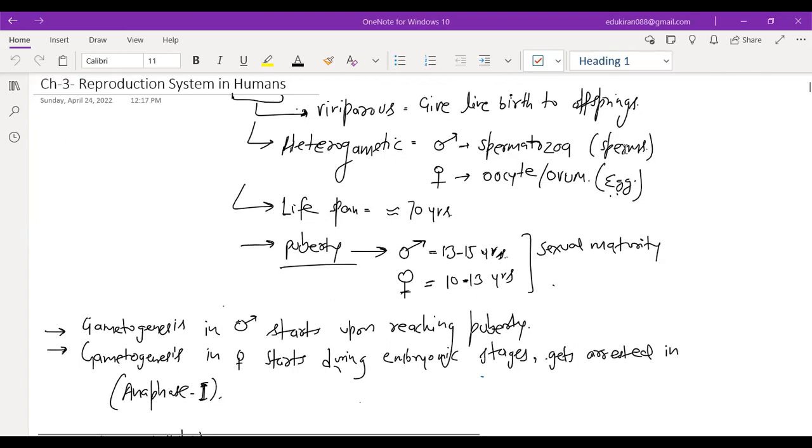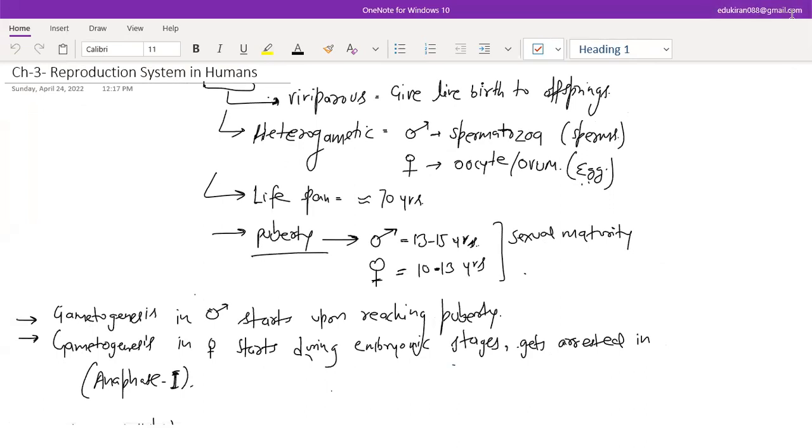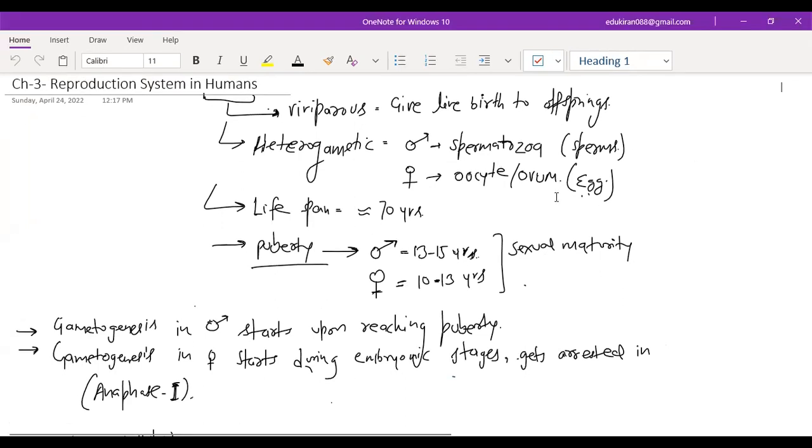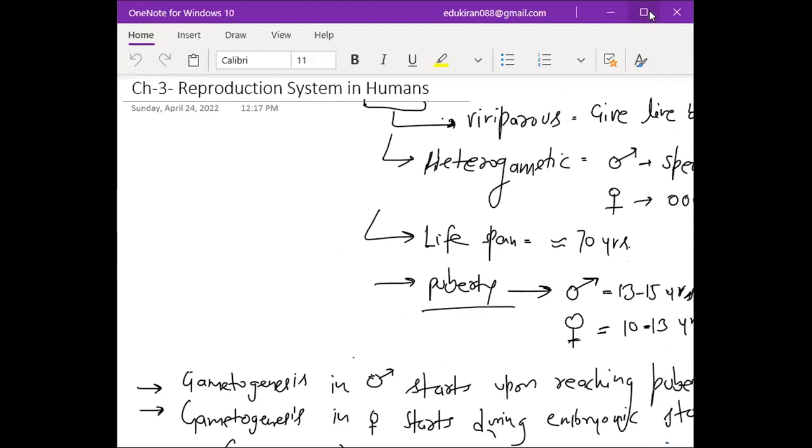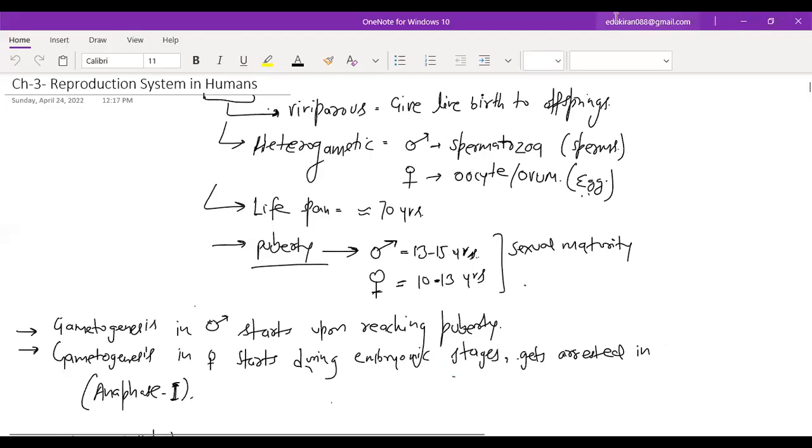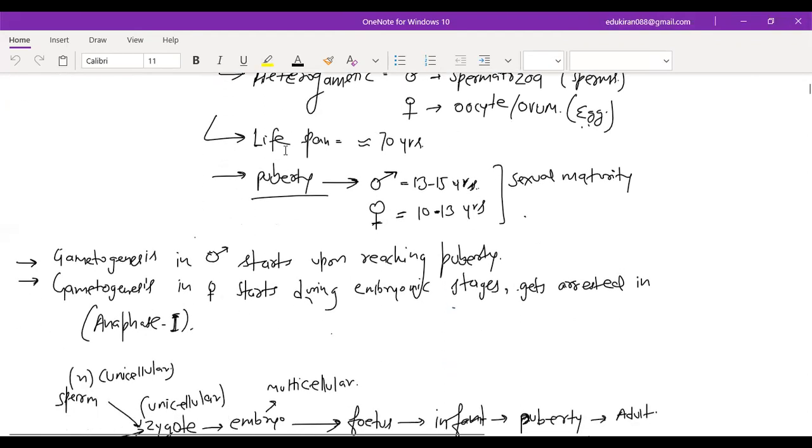One is very small, which is called sperm, and sperm is also known as microgamete, because it's smaller among the two gametes. Is it clear? Yes. And the other one is ovum, which is called macrogamete. So we are heterogametic.